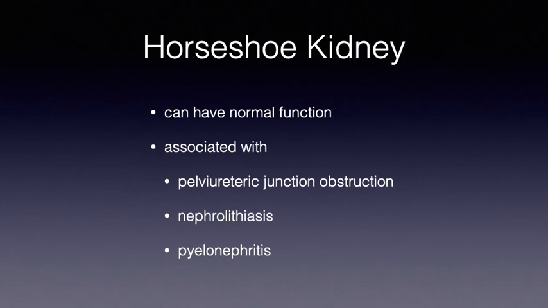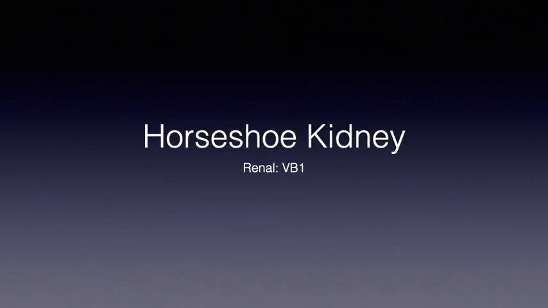The renal function of horseshoe kidney is often normal. It does have an association with ureteropelvic junction obstruction, which could of itself account for its other associations with nephrolithiasis as well as infection. Okay, that's it for this one.